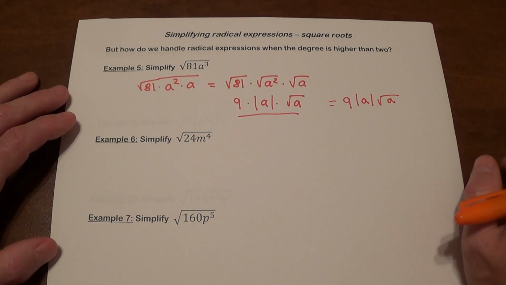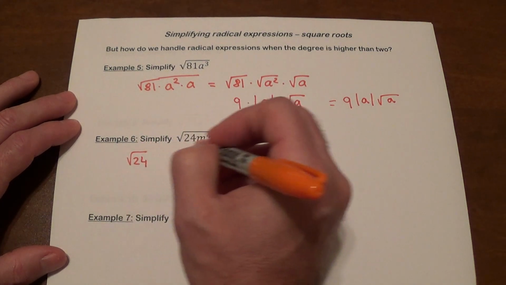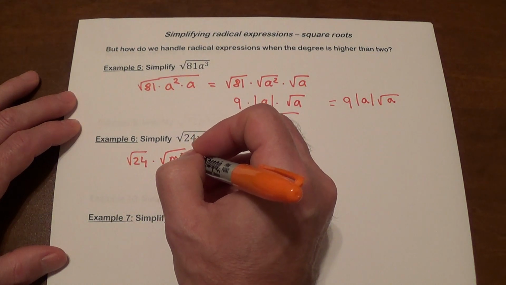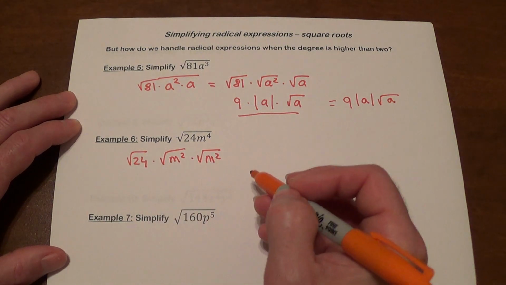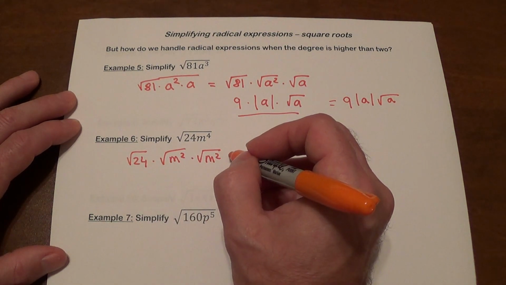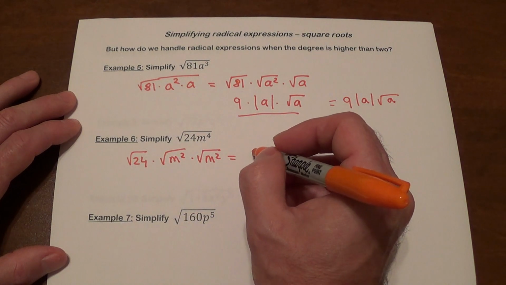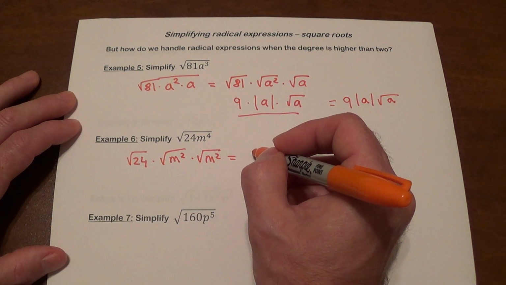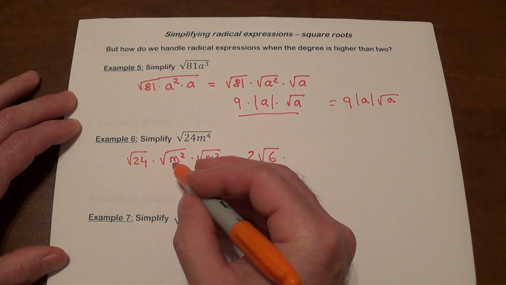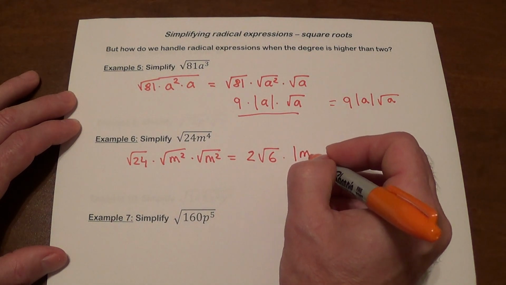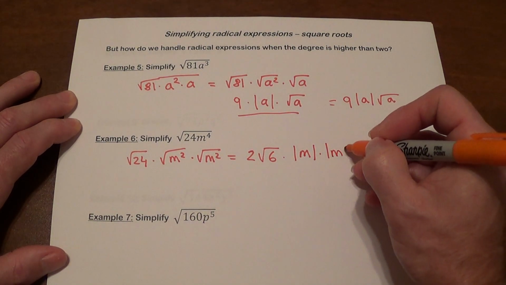Okay, what happens when you get to m to the fourth? Well, if we do the same thing, we're going to have square root of 24 times the square root of m squared times the square root of m squared. M squared times m squared will give us m to the fourth, right? Square root of 24 is not going to give you a whole value, but we can simplify it. It's going to be 2 square root of 6. So now what are you getting here? You have square root of m squared, which is supposedly going to give us absolute value of m. And then you have another square root of m squared, which is also going to give you absolute value of m.